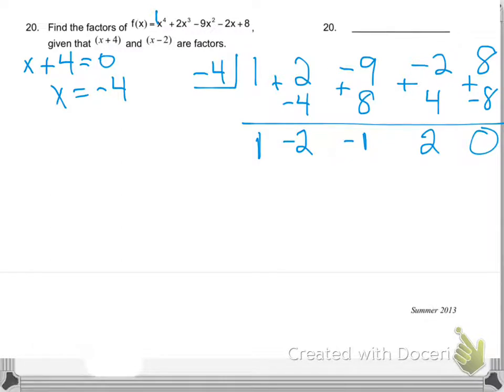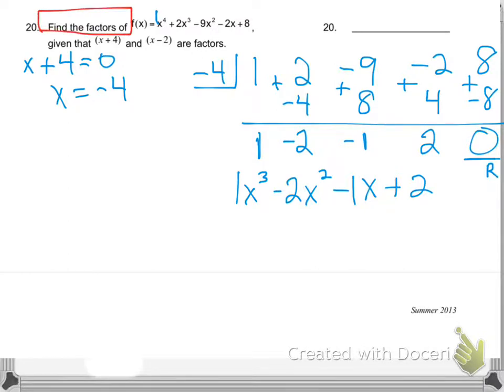Now, what does this leave me with? Remember, these are your coefficients. You'd start 1 degree less, so it won't be x to the fourth. It will be 1x to the third minus 2x squared minus 1x plus 2. And remember, this is your remainder, which should be 0 since I knew it was a factor. The reason they give us 2 factors is because I'm still not down to a quadratic or a linear equation where x is to the first power or second power. I can't solve this yet. And they don't really want you to solve it, they just want the factors. Okay, so we use this one.